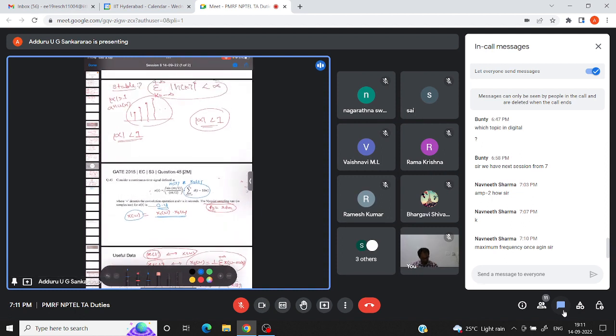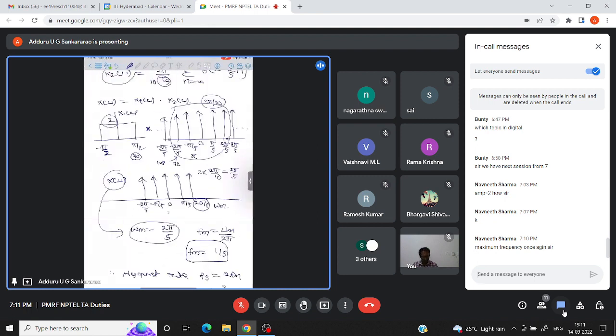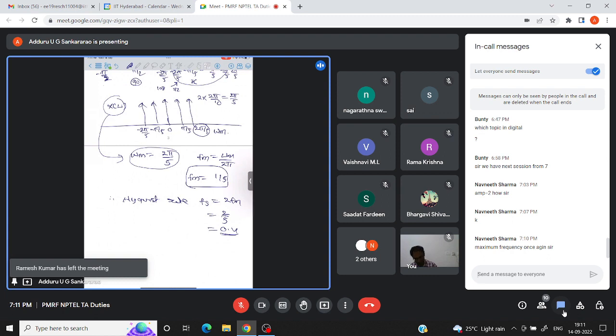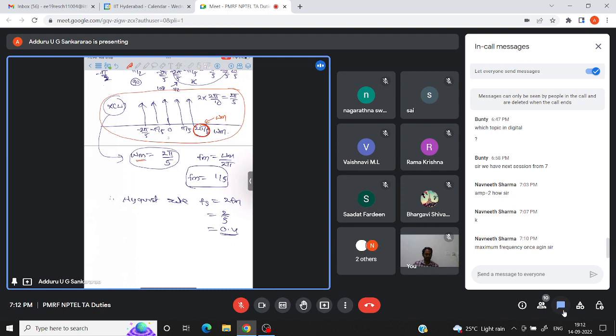So Navneesh is asking once again to explain the maximum frequency. What we are finding here is the Fourier transform, X of omega. All the steps we have done are to find the Fourier transform of the input signal. In this, what is the maximum frequency? 2 pi by 5. We have only 5 impulses at 0, pi by 5, 2 pi by 5, and negative frequencies minus pi by 5, minus 2 pi by 5. So 0 is the minimum and the maximum is 2 pi by 5, the maximum signal frequency. Nyquist rate is 2 times the maximum signal frequency.